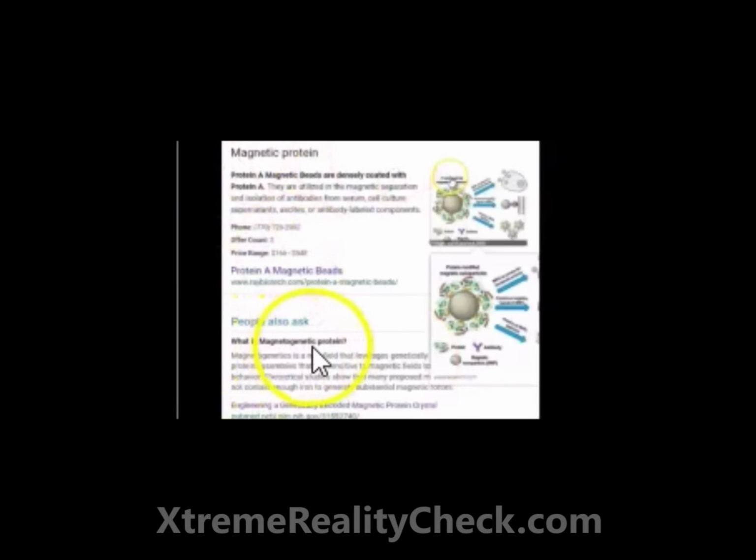What is a magnetogenetic protein? Look it up, and you'll see exactly what they're showing us, these proteins stuck all around the sphere, whether that's a cell or whatever molecular nanotechnology they're doing. There is such a thing as magnetogenetic proteins.